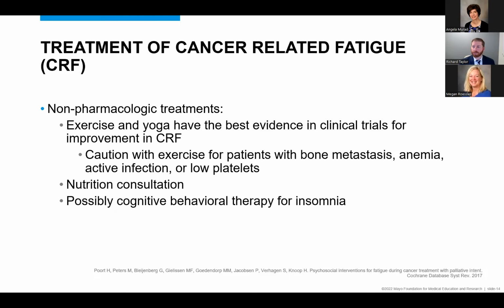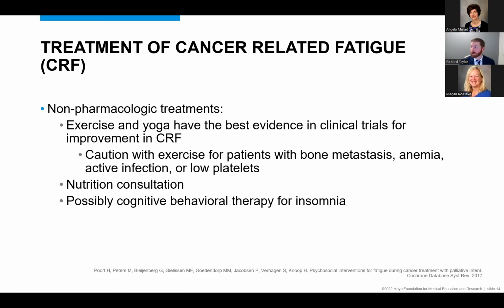And of course, we have to use a little bit of caution here that if folks have bone metastases or anemia or an active infection or low platelets, we have to be a little bit careful with exercise. I'm not saying we can't do it, we just have to be a little more careful. Of course, a nutrition consultation can also be helpful for not getting the amount of calories in. And then maybe even cognitive behavioral therapy. So some counseling or CBT can be beneficial for folks.